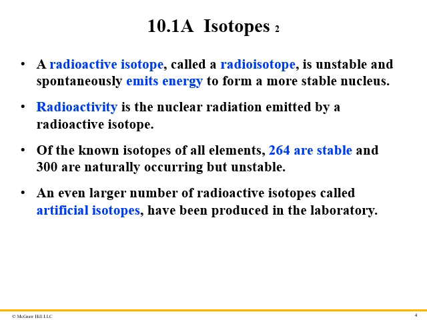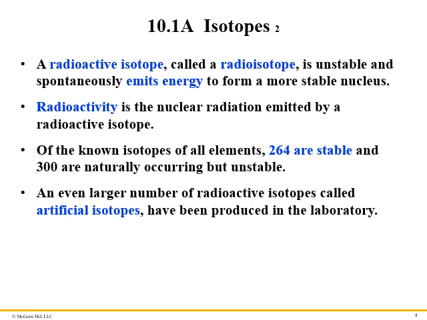In some cases, we'll find some isotopes that are unstable and spontaneously emit energy so that they can become stable. So it gets rid of that excess energy. When that happens, we say that we are dealing with a radioactive isotope or a radioisotope. We call radioactivity the nuclear radiation emitted by a radioactive isotope.